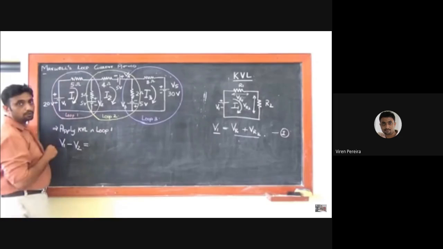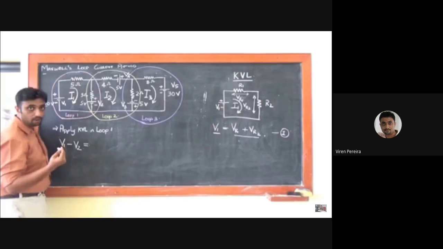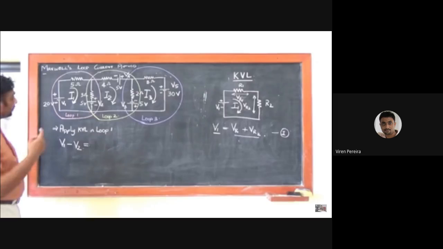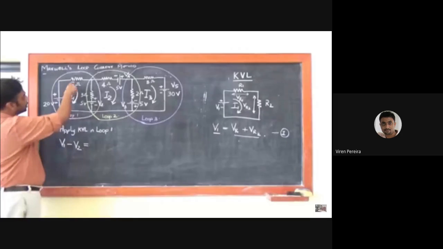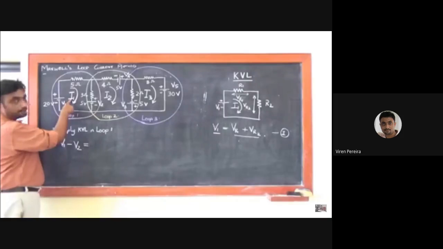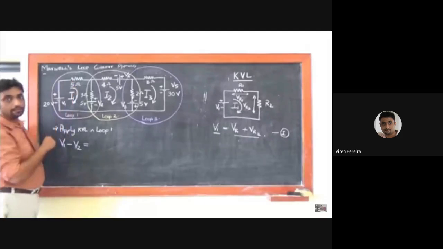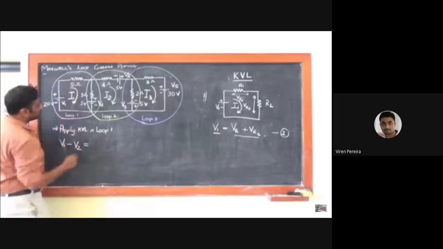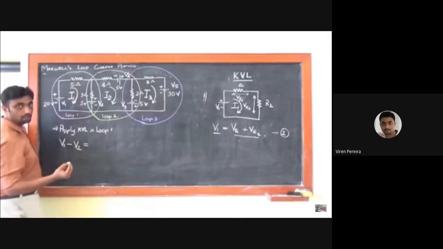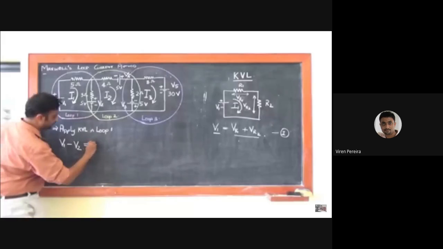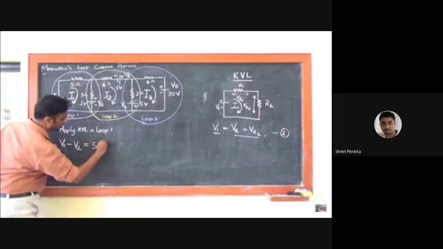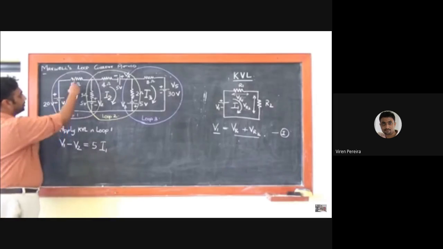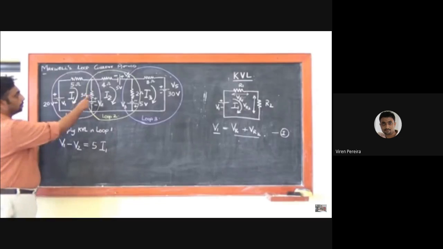So what will be the voltage drop from Ohm's law? We can say V equals to I into R. So if V equals to I into R, what is your current? I1. So I1 into 5 will give me the voltage drop across this resistor. So from Ohm's law, V equals to I into R, we have 5 into I1.